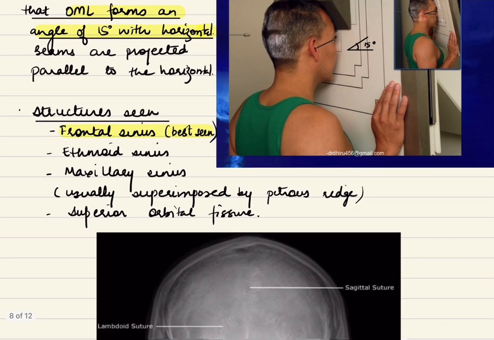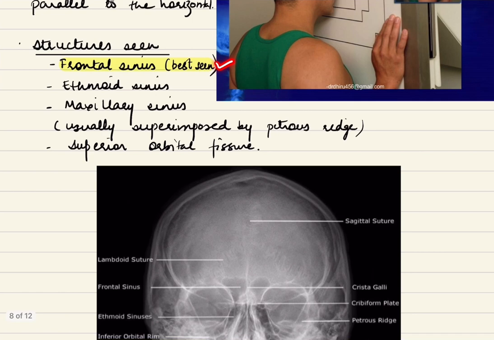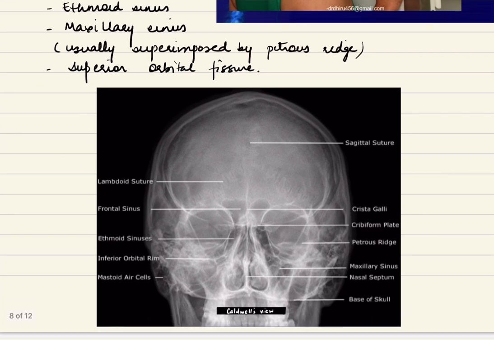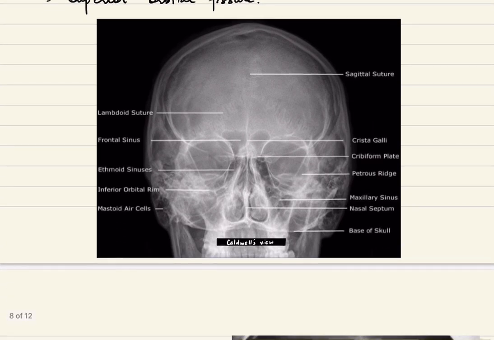Now, this view is best for the frontal sinuses, and you can have a good idea about the ethmoid sinuses also. But the maxillary sinus is not well seen as it is superimposed by the petrous ridge. As you can see in this picture, this is the right frontal sinus, the left frontal sinus, and the ethmoid sinus is on both the sides, whereas the maxillary sinus is superimposed by the petrous ridge. If you see carefully, you can also see the superior orbital fissure on both the sides.